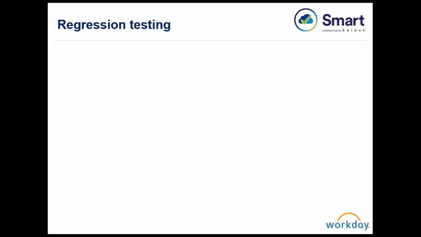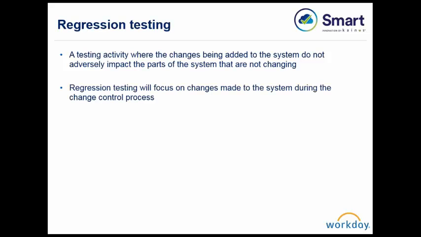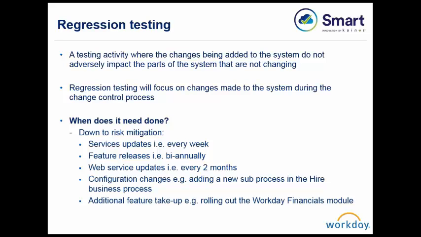So first then, we'll just think about what regression testing is. It is a testing activity to check that the changes being introduced don't impact the parts of the system that are not changing. And those are typically the changes that are made during the change control process. So whenever we think about when it needs done, as we've already highlighted, it's going to be those service updates every week, the feature releases biannually, the web service updates every 2 months.